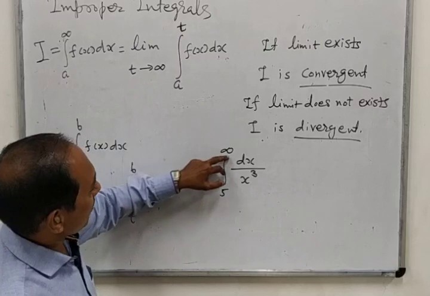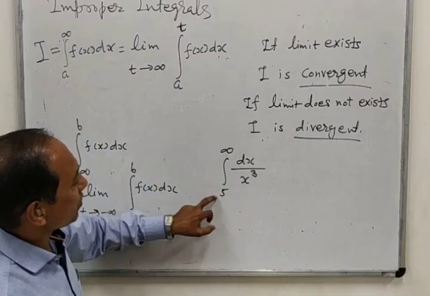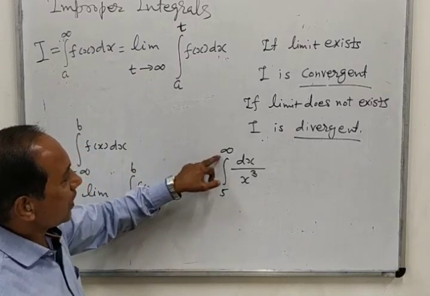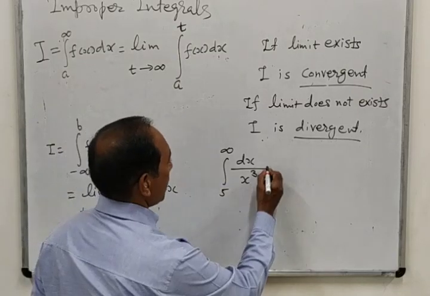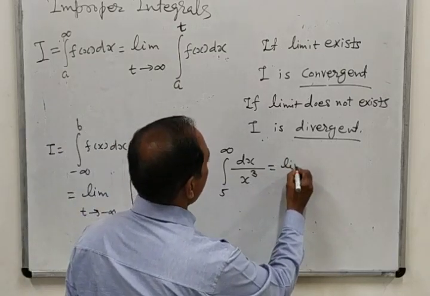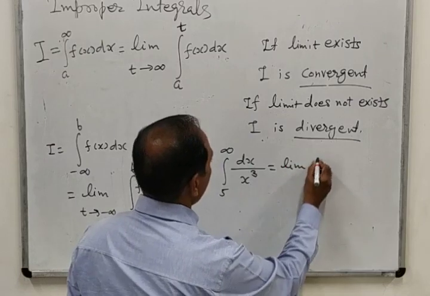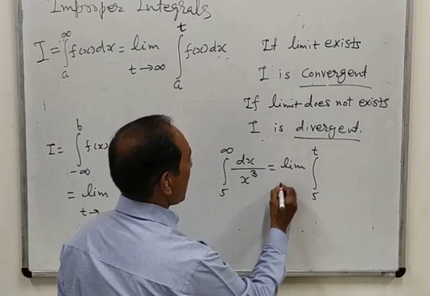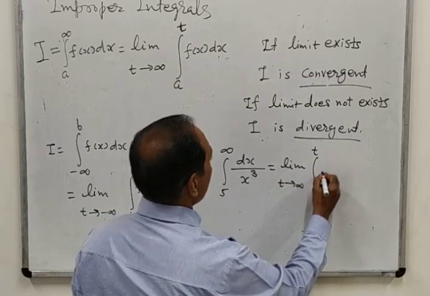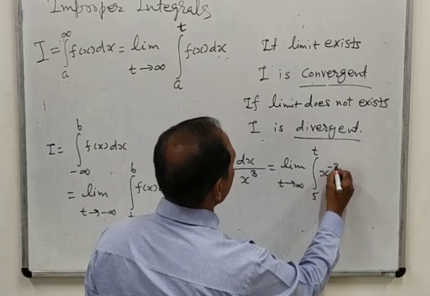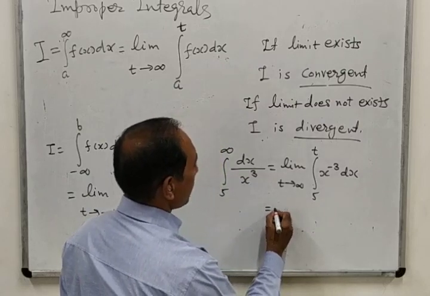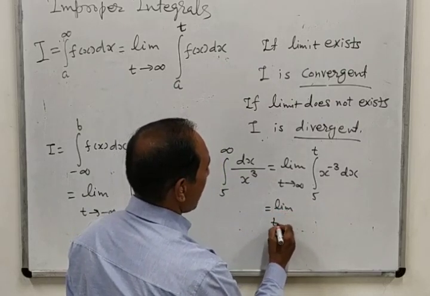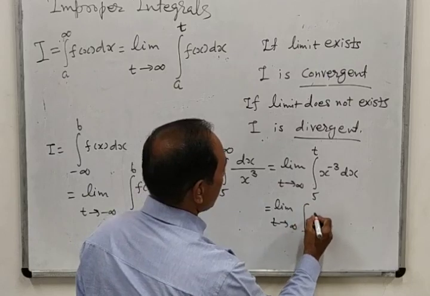Here we can see that infinity is there. Without looking at anything else, first focus on the limits. Here it is infinity, so it is an improper integral. To solve this, we will start by writing the limit t tends to infinity of the integral from 5 to t. Here 1 upon x cube means x raised to minus 3 dx. So what is the integration of x raised to minus 3?